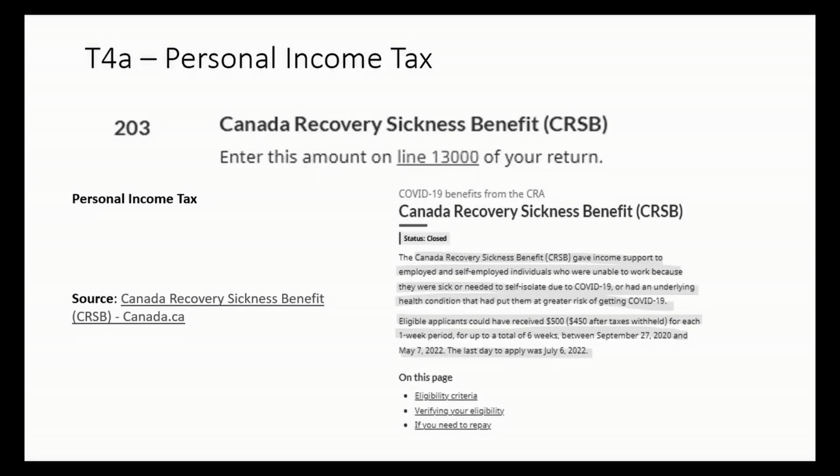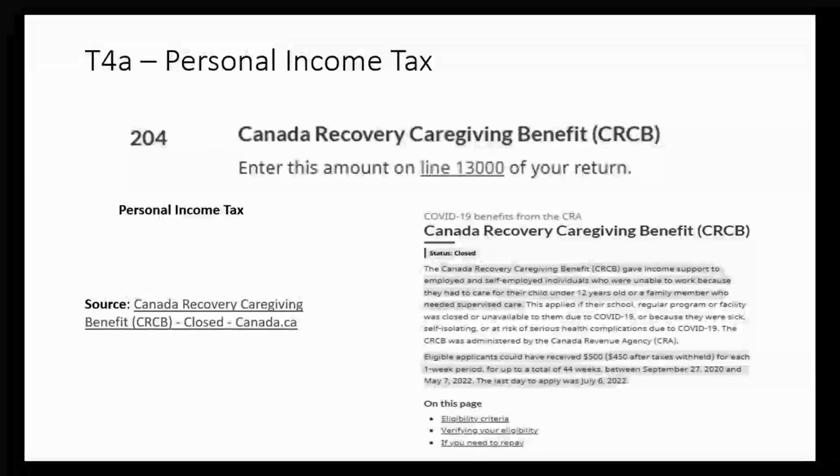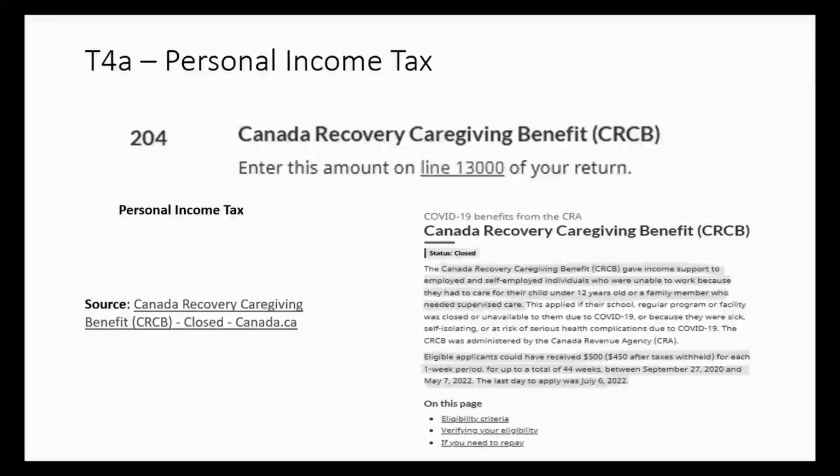Canada Recovery Sickness Benefits, CRSB. This is income support to employed and self-employed individuals who are not able to work because they were sick or needed to self-isolate because of COVID-19. You would have received $500, $450 after taxes withheld, for each 1-week period for up to a total of 6 weeks between September 27, 2020 and May 7, 2022. Code 204, this is Canada Recovery Caregiving Benefits, CRCB.